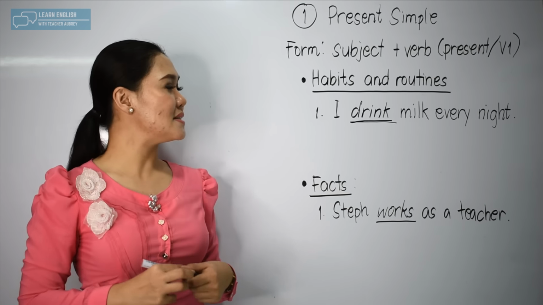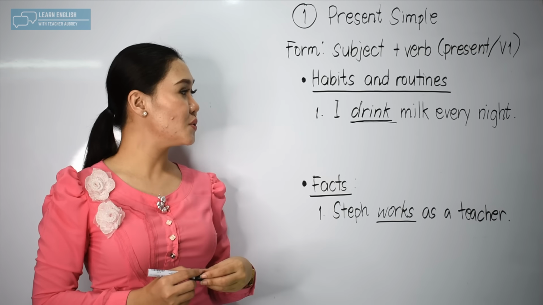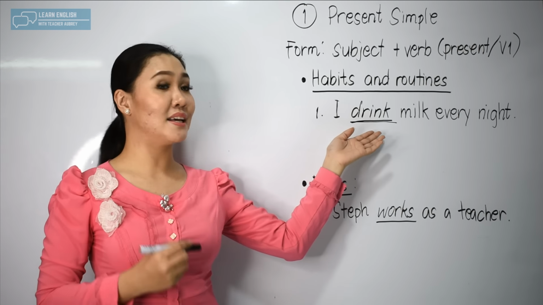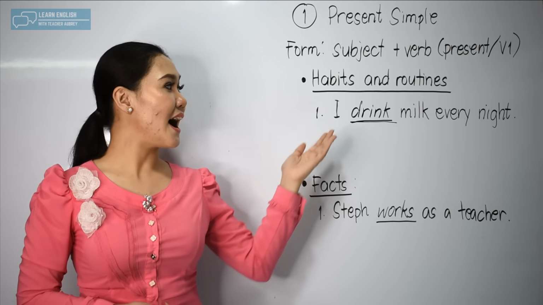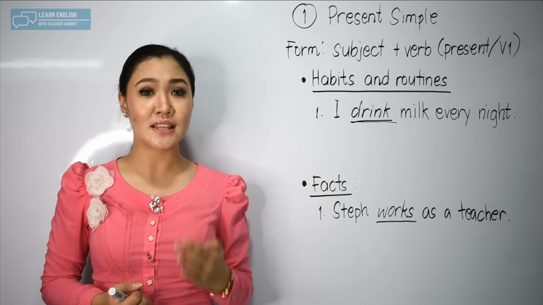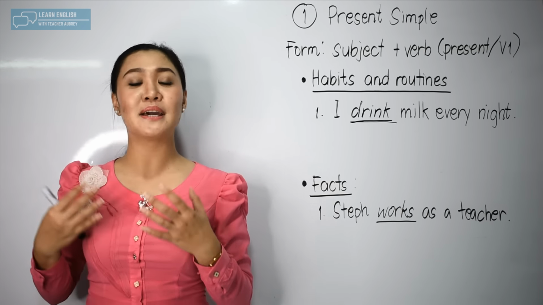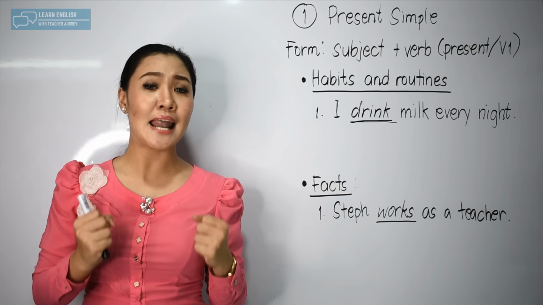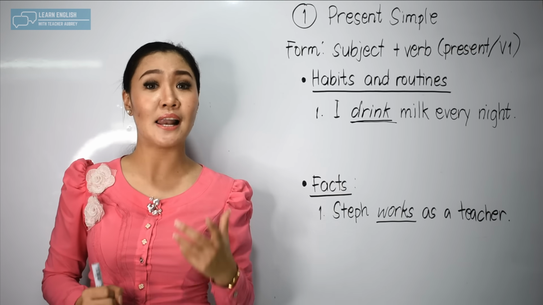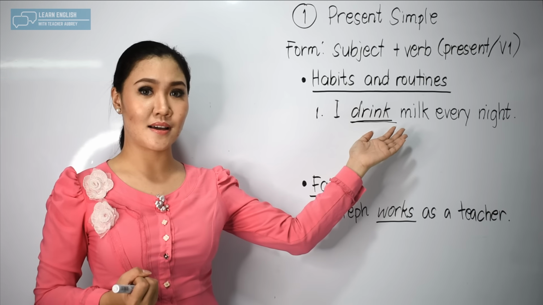Anong mapapansin ninyo? Dito, sa unang halimbawa for the habits and routines, ang ginamit nating verb ay drink, walang S. Dahil ang subject natin ay I. Tandaan na ang subject na I or you, bagaman isa lang yan, pero kasama yan sa tinatawag nating exemption to the rule sa ating English grammar na laging ginagamitan ng plural na verb. Kaya hindi natin pwedeng lagyan ng S ang drink.